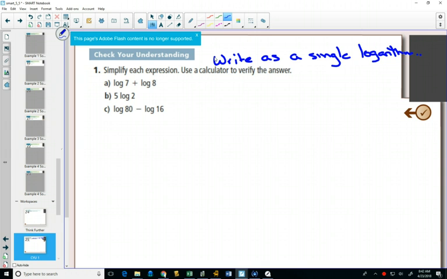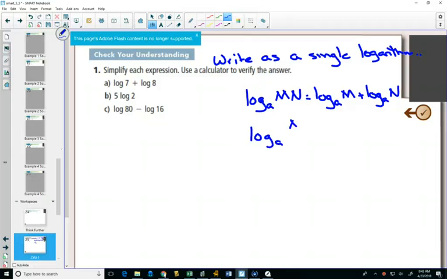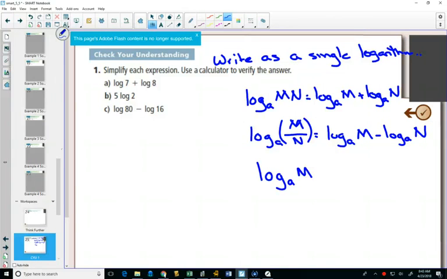So if we quickly copy them down from over there, our first log law says when you multiply, you add. Second log law says when you divide, you subtract. And the third log law says when you have an exponent, you multiply by that exponent. So there's our three log laws.